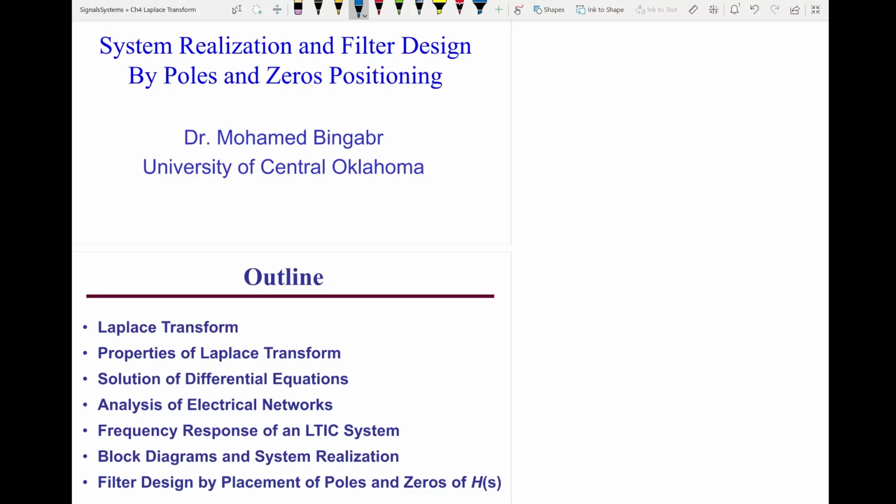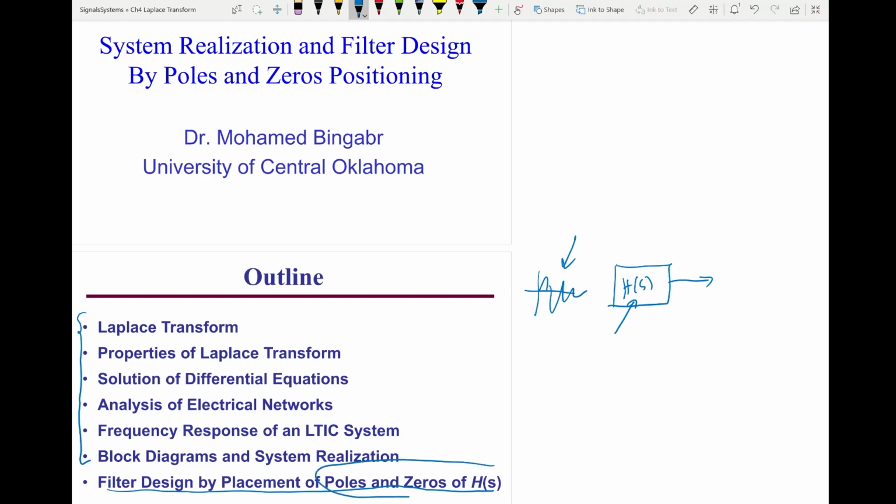Hello everyone. In previous videos for Laplace transform, we covered these topics. Today, we will be talking about filter design by placement of poles and zeros of H of S. Basically, a client will come to you and say, my sensor is picking up this signal. Can you build a system that will give me a specific output, or extract certain data from these inputs? So you have to come up with H of S that will do this job. There are different ways to design systems and filters, but today we will talk about the poles and zeros placement.